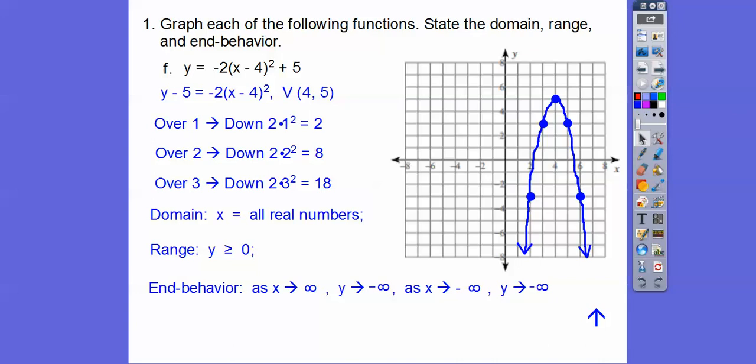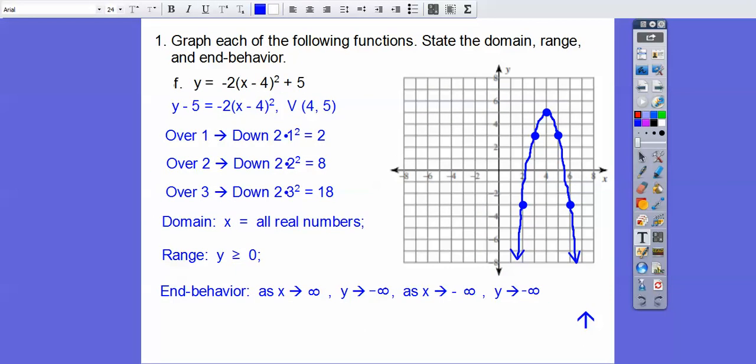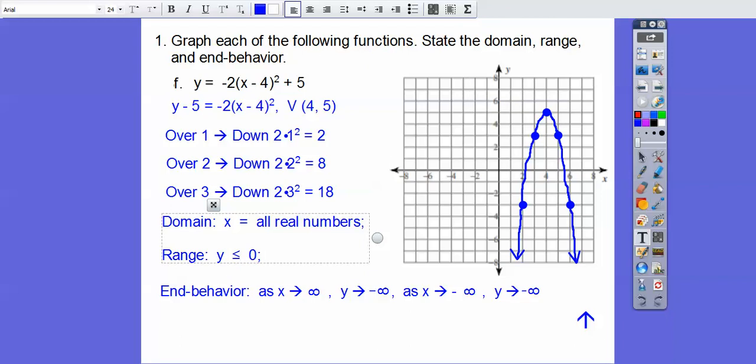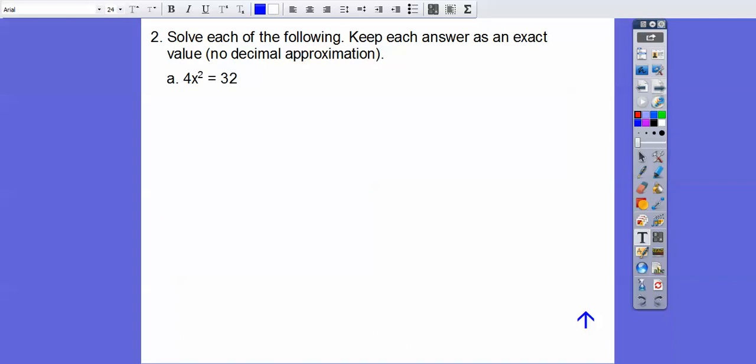And, whoops, I made a mistake. So the range is, sorry, I'm making lots of mistakes. The range is y is less than or equal to, let me fix that. Right there, less than or equal to the y coordinate 5 right there. All right, okay, I don't see these mistakes until later.